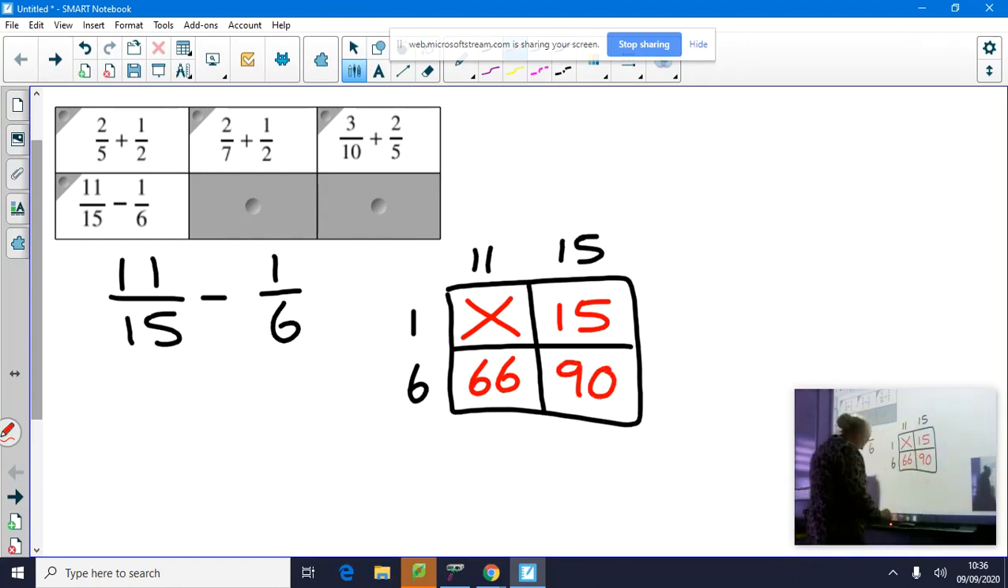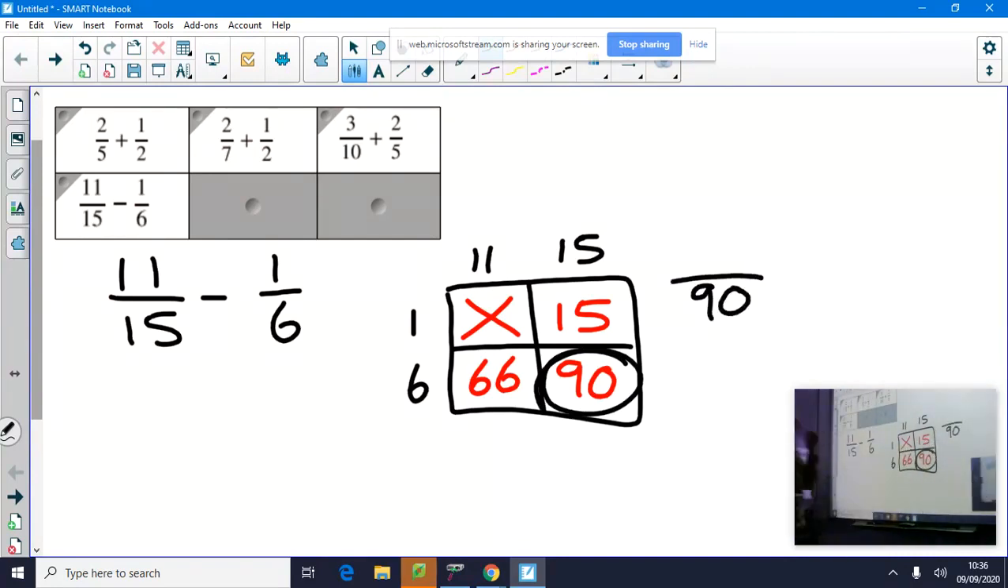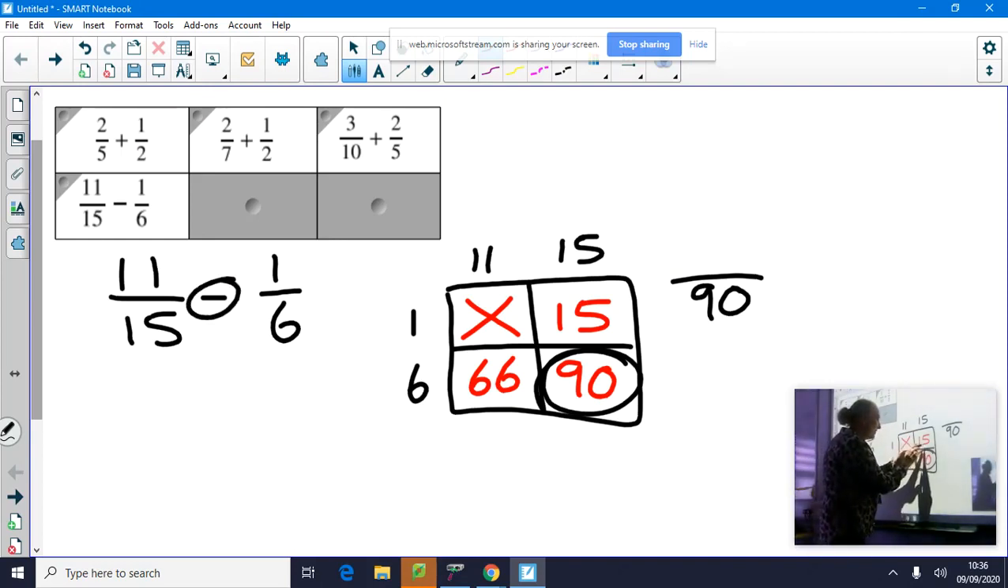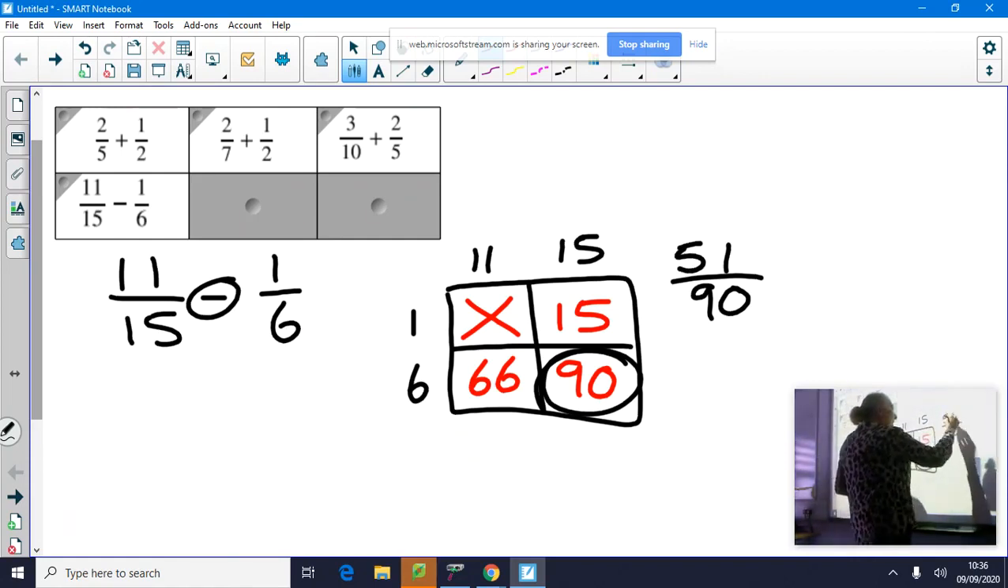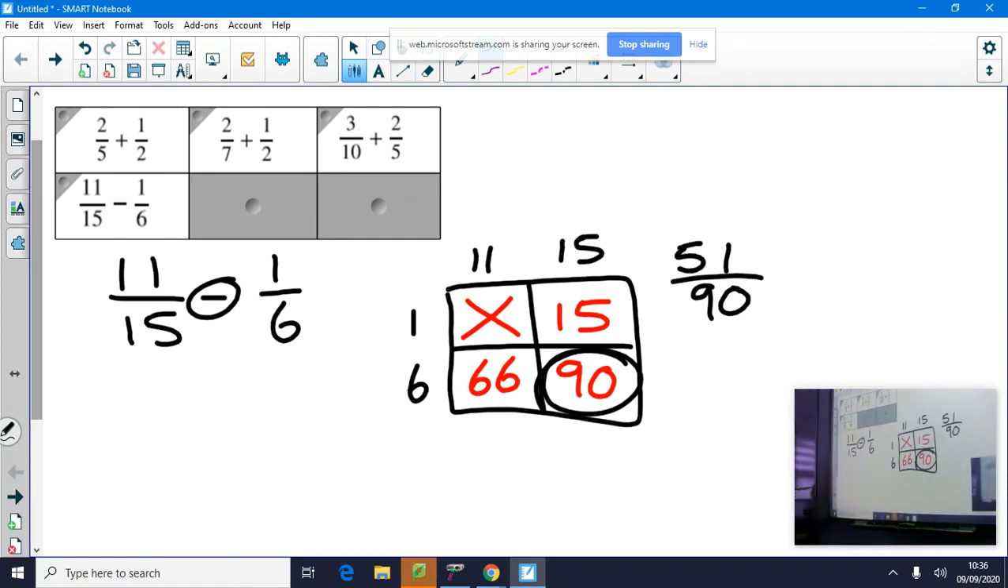Right, Michelle said that one. It's a 90, it's the bottom. Right, what do I do now? Highest take away lowest, okay? So 66 take away 15 is 51. 51 is a prime number. Watch the video on prime numbers. What is it? 70, but 70 won't go into 90. I don't think I can simplify.